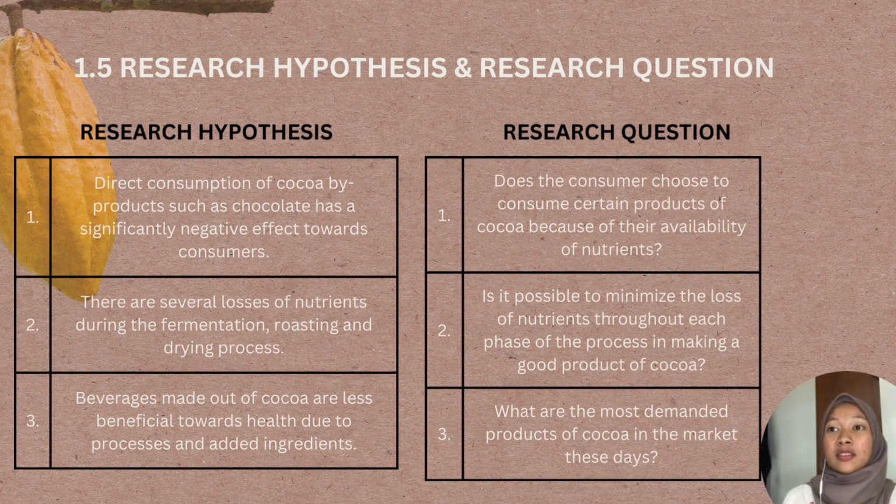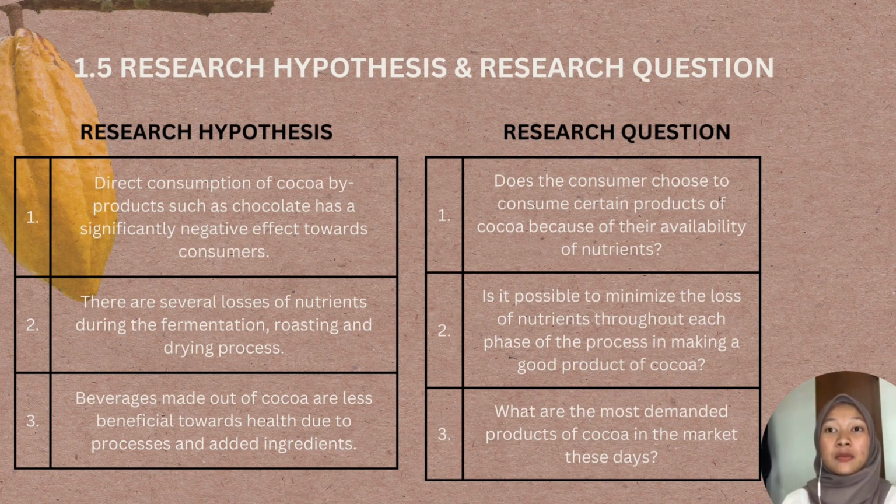The next one is the research hypothesis and also research question. There are three main research hypotheses. The first one is direct consumption of cocoa byproducts such as chocolate has a significantly negative effect towards consumers. The second one is there are several losses of nutrients during the fermentation, roasting and drying process. And the third one is beverages made out of cocoa are less beneficial towards health due to processes and added ingredients.